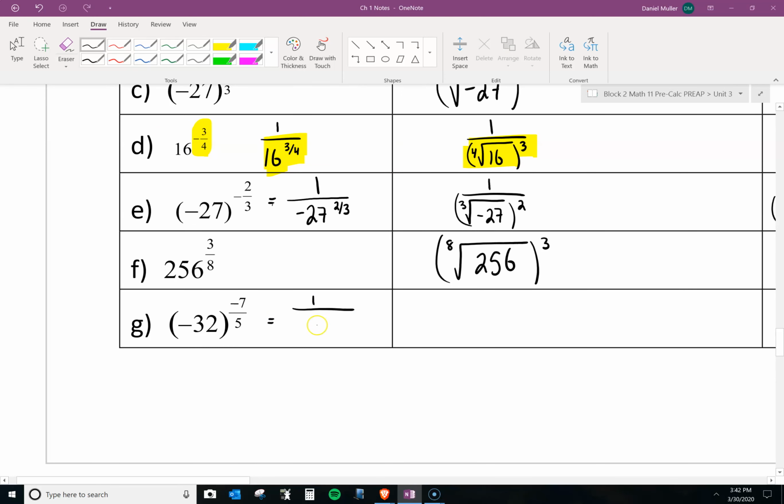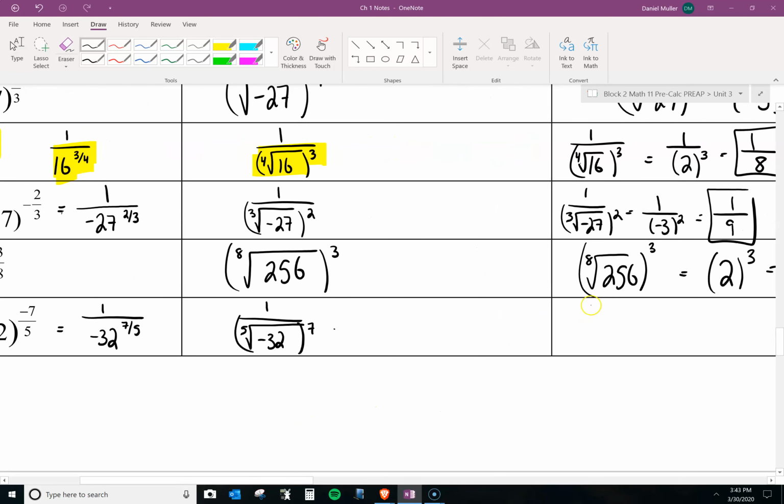Here we have a negative exponent again, so we'll bring the negative 32 down like we did on letter E, and then change the exponent to a positive 7/5. When we do that in radical form, we've got the 5th root of negative 32 all to the power of 7. Now we have to evaluate that. 1 over the 5th root of negative 32 all to the power of 7.